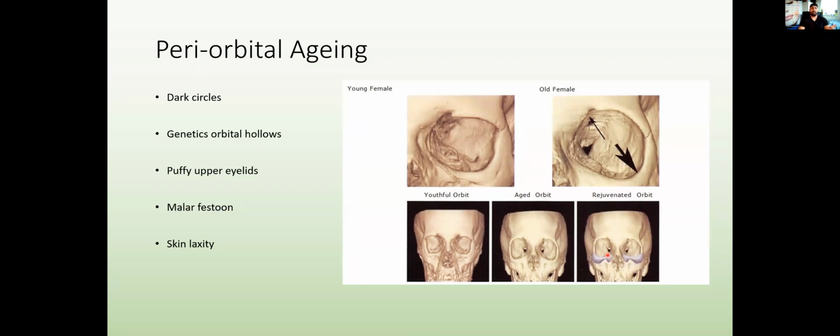So these are all things that we need to consider and we may see in our patients. But remember, before all of this, we need to have just a quick think about what's happening at the deep layer, because a primary concept of rejuvenating the tear trough region is adding filler into the deepest compartment, which is your SOOF.